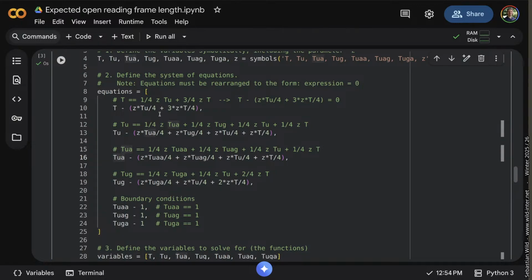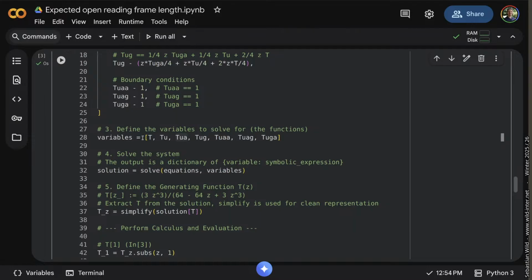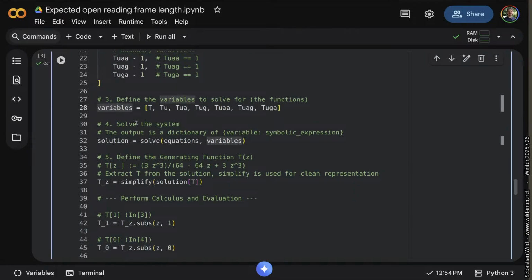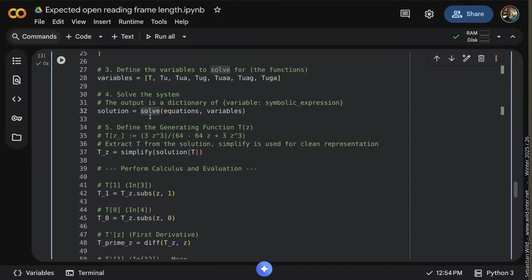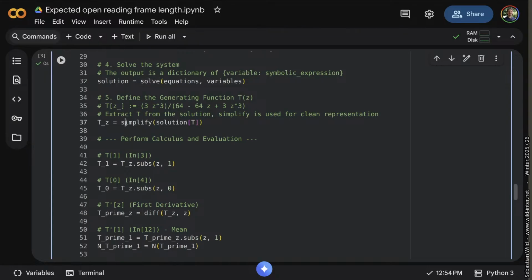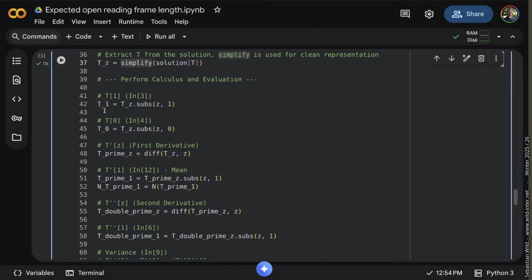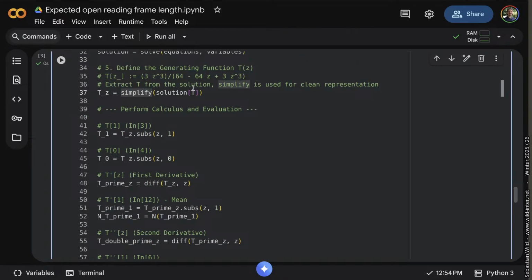If you solve that, that's the same code as last time, so I'm not going to explain the SymPy specifics again. There's a solve function where you give equations and variables, and then you can get the solution is a map from the symbols to the solutions. What we care about is the one for t. So it's t as a function of z. You can set to 1.